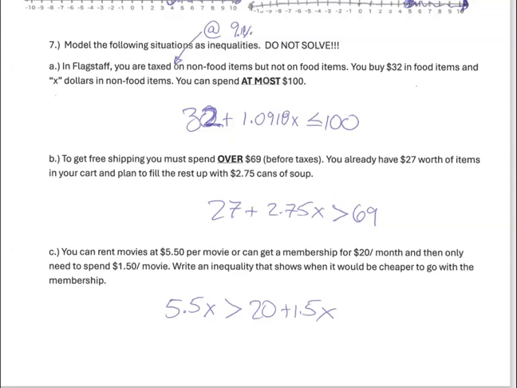All right, hopefully that made sense. Don't forget to switch your sign when you multiply or divide by a negative, and when you're writing your inequalities, it's good to write both sides, then figure out what the symbol should look like.